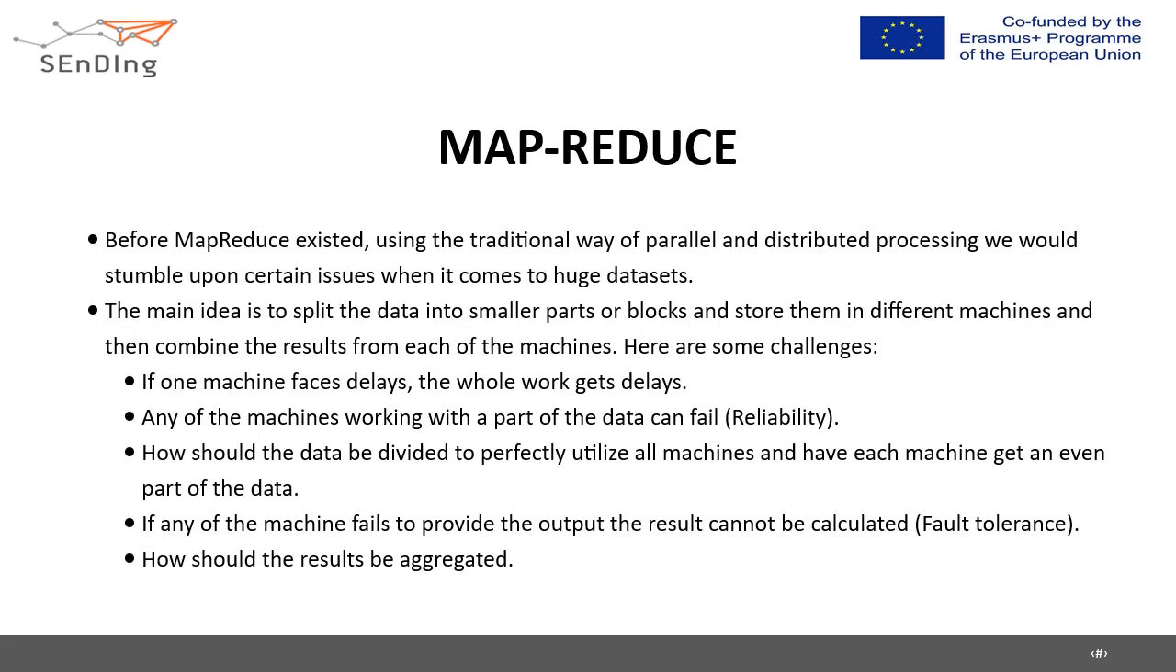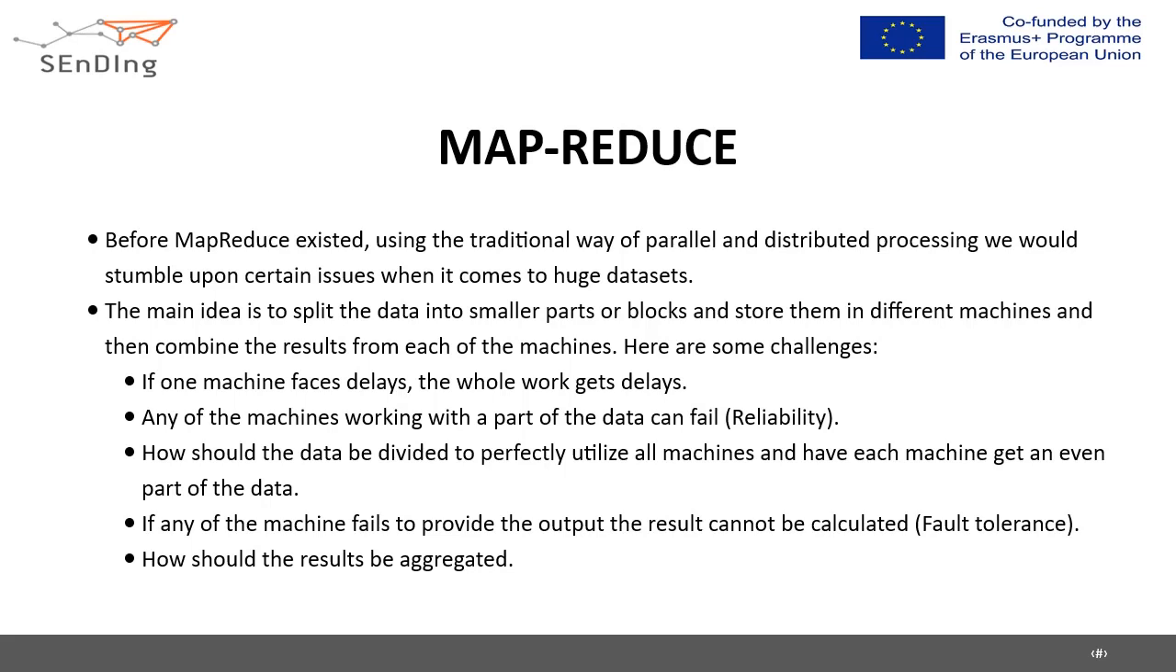Before MapReduce existed, using the traditional way of parallel and distributed processing, we would stumble upon certain issues when it comes to huge data sets. The main idea is to split the data into smaller parts or blocks and store them in different machines and then combine the results from each of the machines.